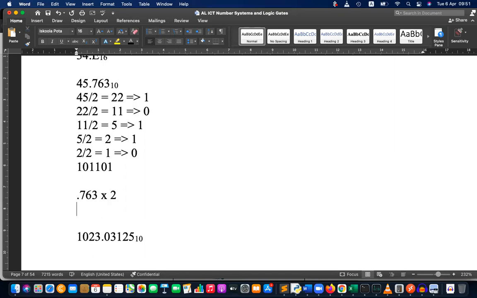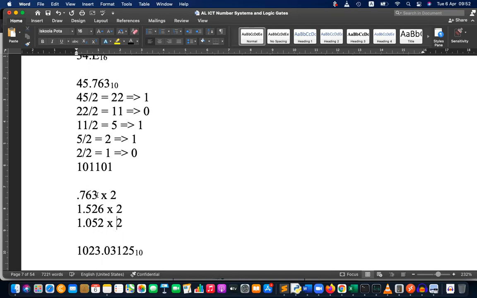And when you multiply, 3 will be 6 and 6 will be 12, 2, and this will be 14, and 14 plus 1, 15, so 1.526. Is it correct? Yeah, correct. Then again multiply by 2, and then this 5 to 6 will be 1.052, correct? Yeah. Multiply by 2.